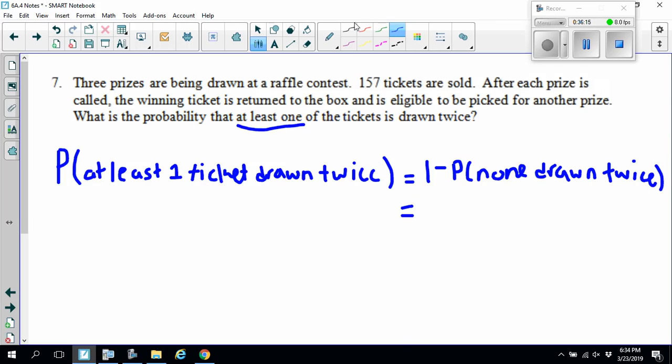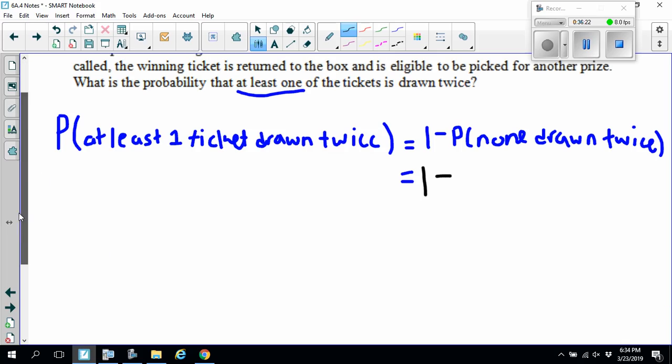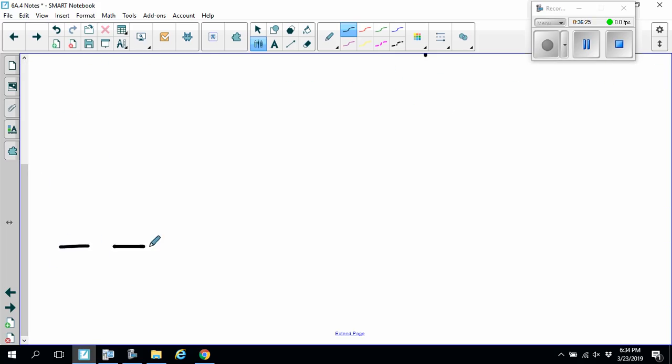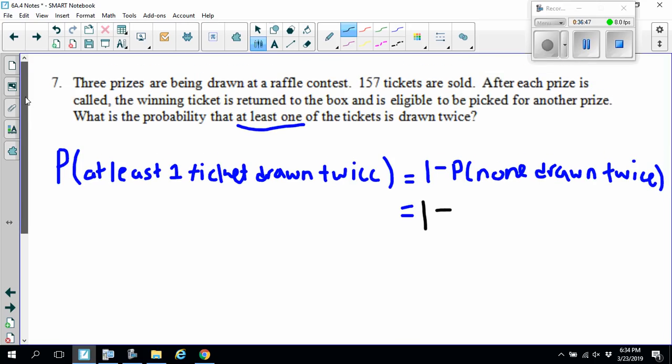Okay, so to do this, once again, we're going to use the counting principle to help us out. Now, there are 3 prizes, right? So you got 1, 2, 3. Each prize has a winner, okay? So get a raffle ticket, you win the prize. Now, if we're doing the complement that none are drawn twice, that means when we draw for each of the prizes, the same ticket's not drawn again. So for the first prize, we have a total of 157 tickets. Remember that all of that information is in this little paragraph, okay?